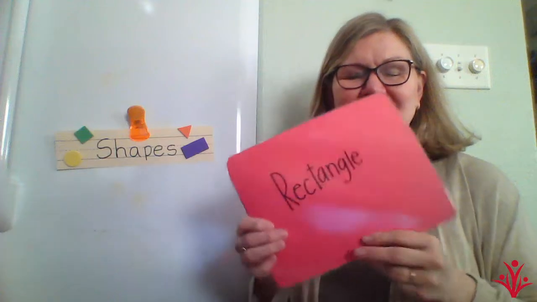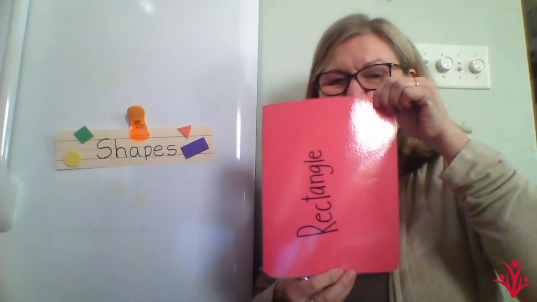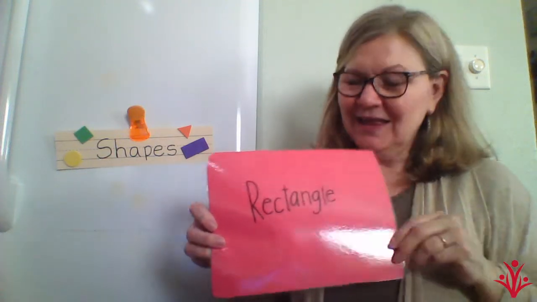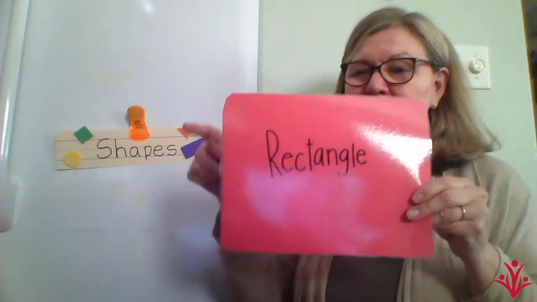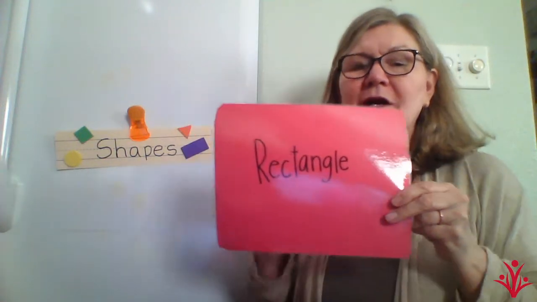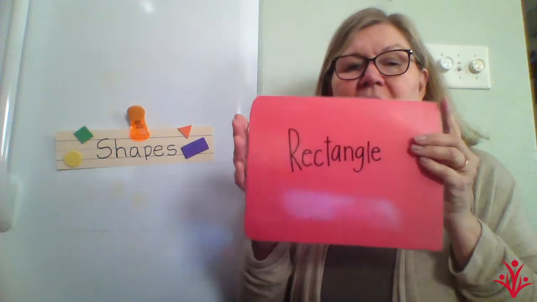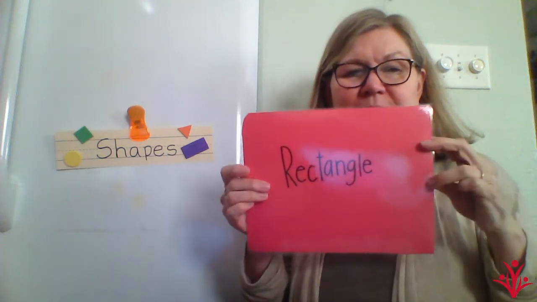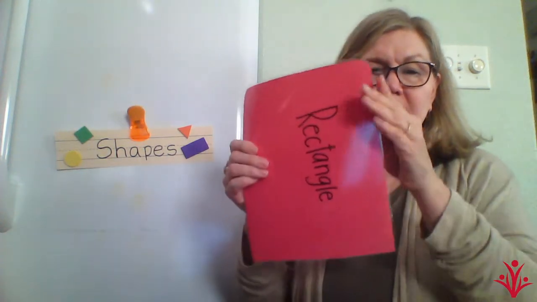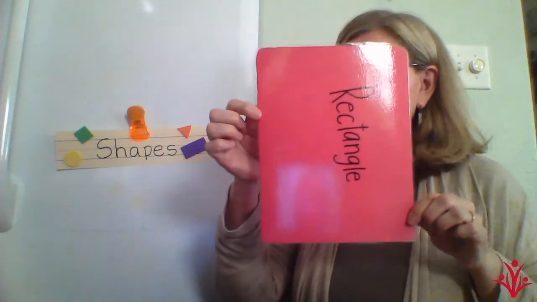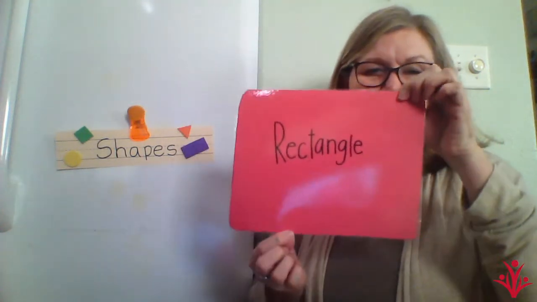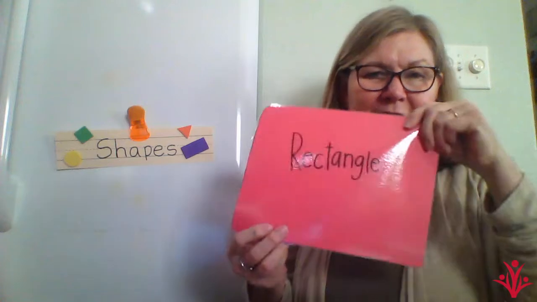Did you say rectangle? It's like a door that way. It has 4 corners, 1, 2, 3, 4. And it has 2 sides that are equal, and then it has 2 other sides, a little bit longer, and those are also equal. And that is a rectangle. If you said rectangle, you were right.